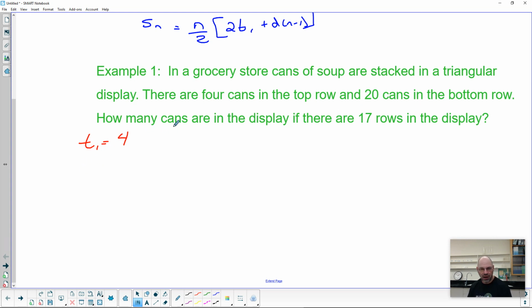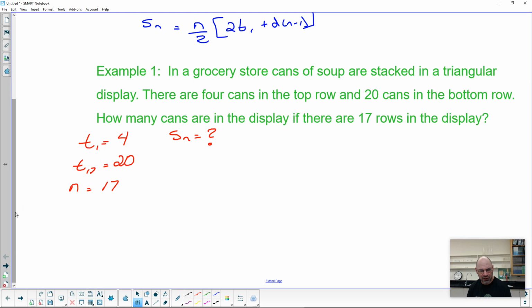It says, how many cans are in the display if there are 17 rows? So we know that T17 is 20. Okay, so we have the final and the initial and the number of rows, which is 17. So that's what we know. And we are trying to find how many total cans we have, so that's the sum of the series. Put a question mark there.